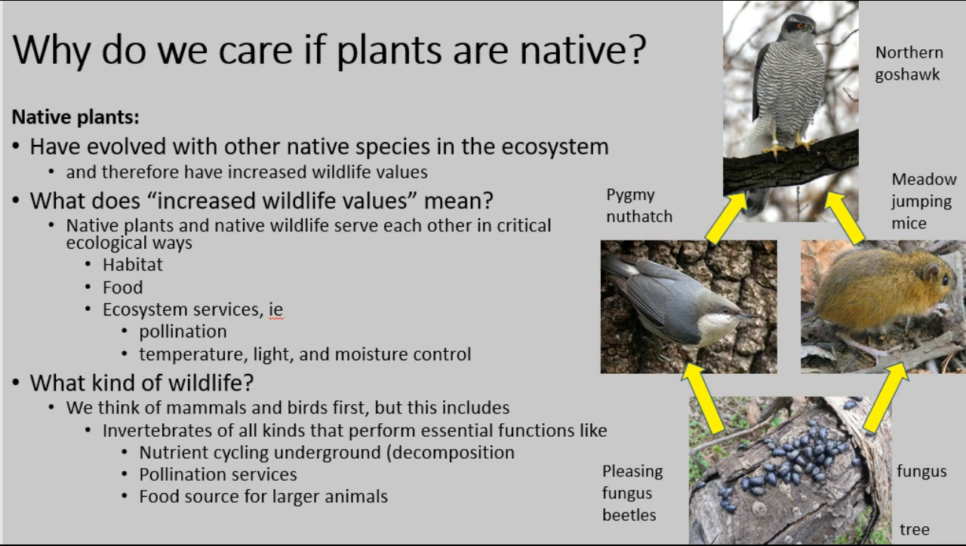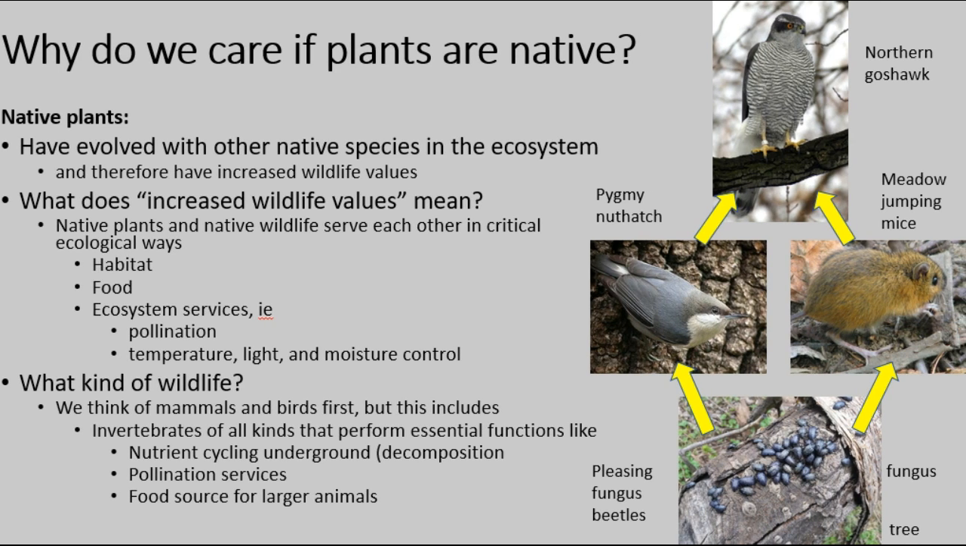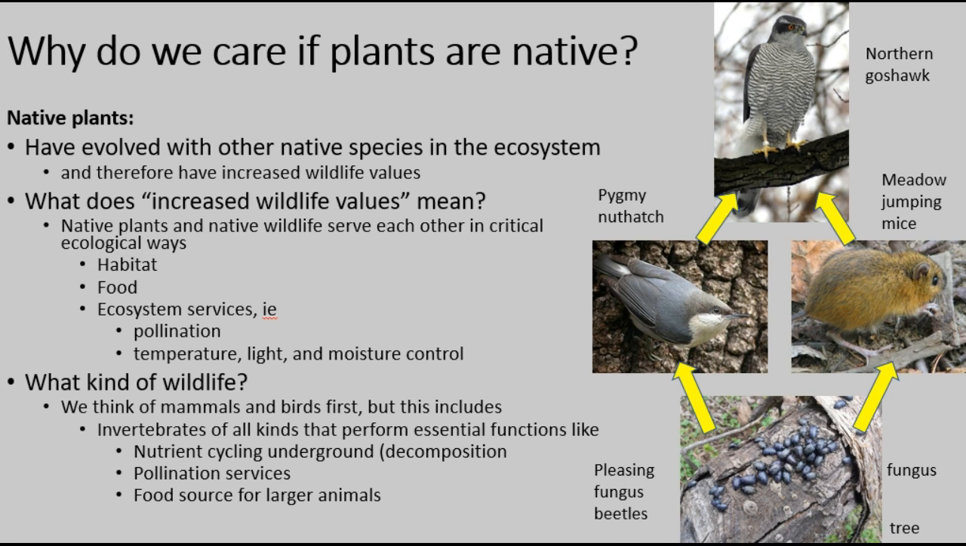So why do we care if plants are native? Maybe we should just care if there are plants there. So native plants have evolved with other native species in the ecosystem. If you've already watched the ecology video, you have started to think a bit about how organisms are interacting with each other in the landscape. So if organisms have evolved together, then they have a collective survival strategy, okay?